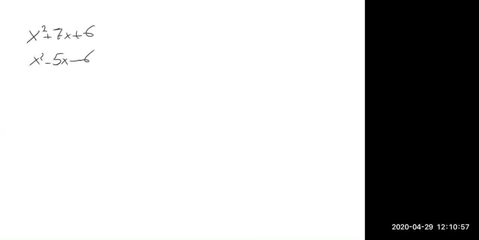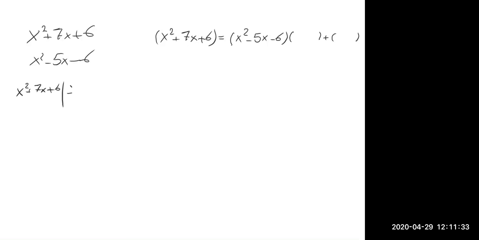So the idea is, just like the case for integers, to divide one by the other. So I should divide the first polynomial by the second polynomial. I should say x squared plus 7x plus 6 is equal to x squared minus 5x minus 6 times something plus something. So I should do this division. Let's do it: x squared plus 7x plus 6 divided by x squared minus 5x minus 6.